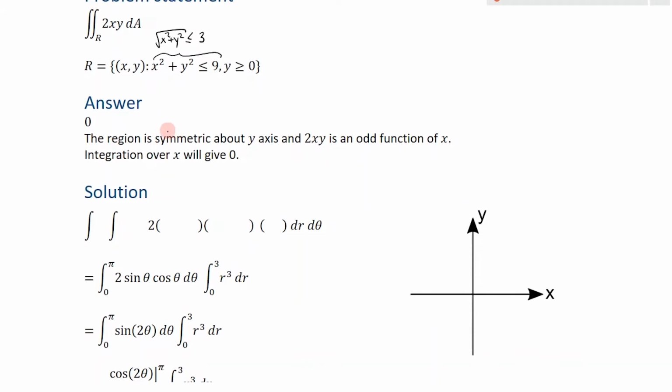Now, in this question, you can actually figure out that the answer is 0 because the region is like this. So we have distance from the origin, or r variable, is less than or equal to 3. This would be 3. And y is greater than or equal to 0, which gives us this region.